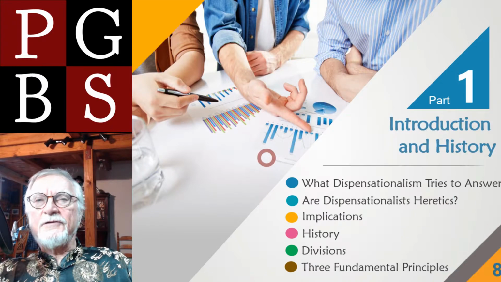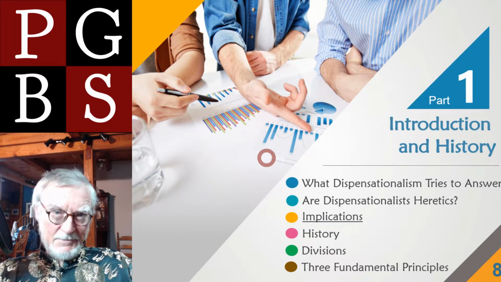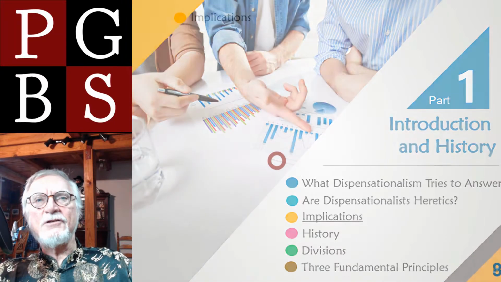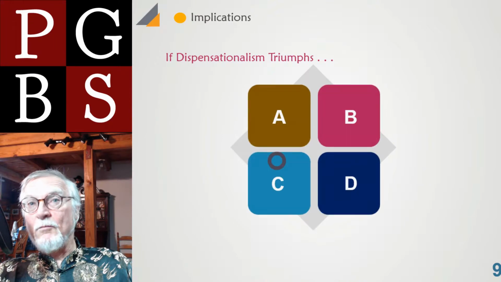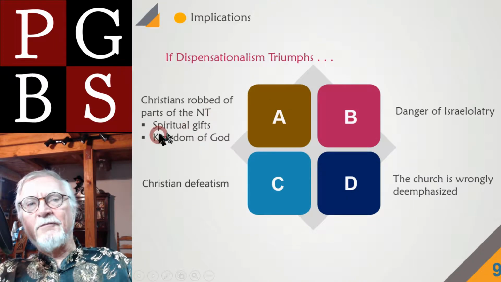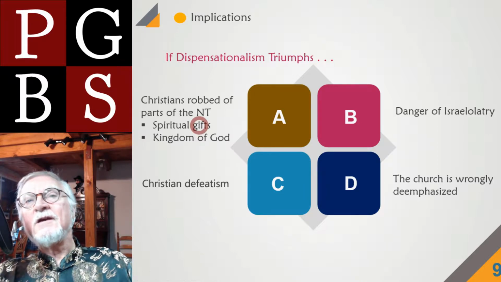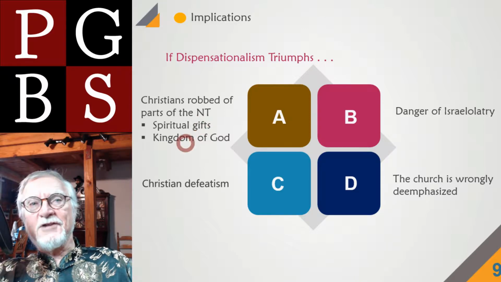All right, let's look at the third issue as we introduce dispensationalism, which is the implications of dispensationalism. Now, the implications are quite momentous here. A, B, C, and D. First, Christians are robbed of parts of the New Testament. When you make the New Testament a gap in a parenthesis, that means you take away things. You make it empty. For example, spiritual gifts.